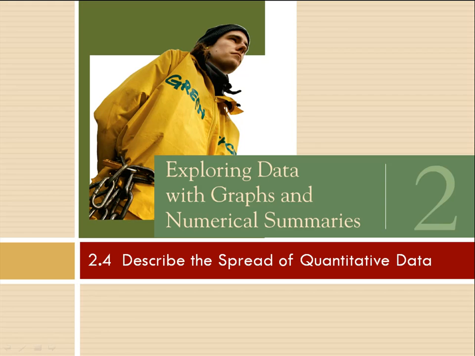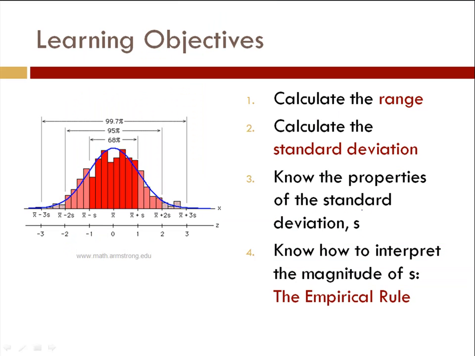In this section, 2.4, we'll talk about describing the spread of quantitative data. Our learning objectives for this section include calculating the range, the standard deviation, knowing the properties of the standard deviation S, and understanding how we can interpret the magnitude of S using the empirical rule.